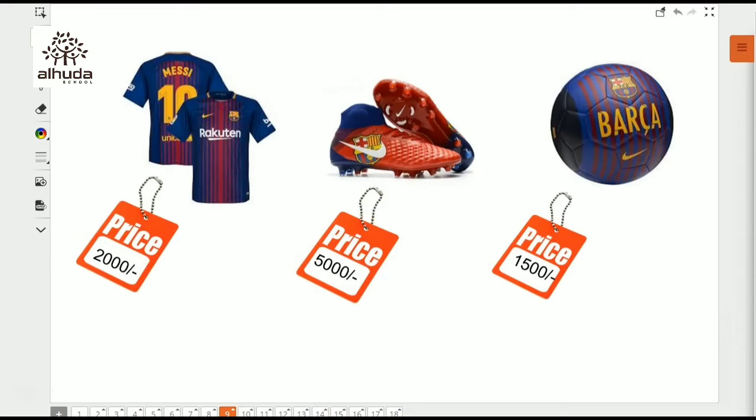Isn't all these three really super cool, guys? Next, he buys this football for 1500 rupees. So he buys a jersey for 2000 rupees, the shoes for 5000 rupees and a ball for 1500 rupees. All these three prices come under cost price, right? Remember this word, cost price.